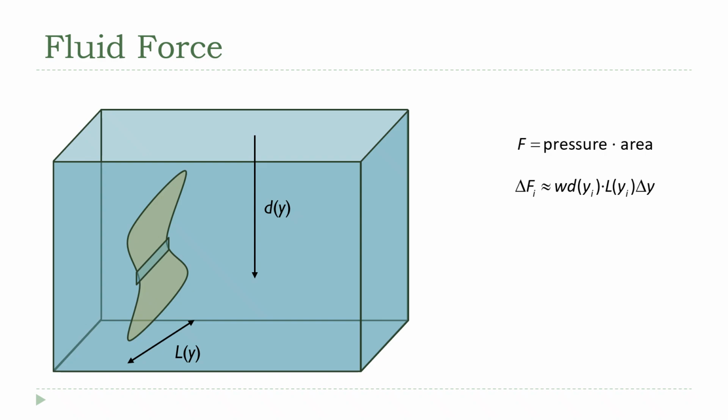Okay, so if we add all of these up over all the values of i, all of our subintervals, we get this approximation for the total force, w times L of y sub i, d of y sub i, times delta y. And if we take the limit as n goes to infinity, the left-hand side is just F, and the right-hand side, the sum becomes an integral. And we get our final answer.